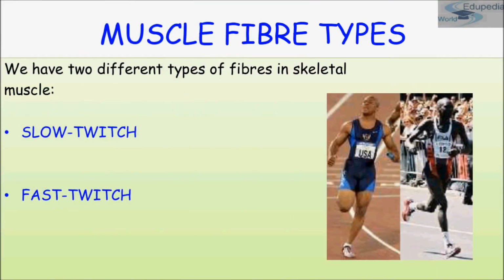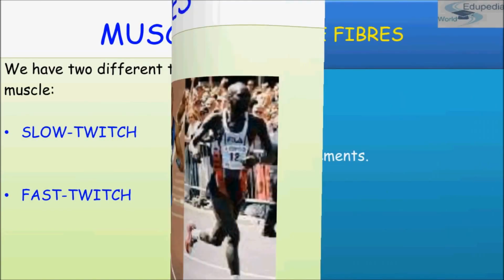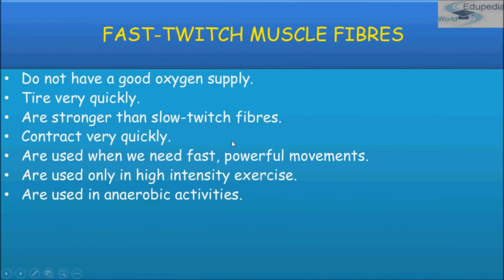Now, muscle fiber types. There are two types, slow twitch and fast twitch. Okay. Now we'll study fast twitch muscle fiber first. Fast twitch muscle fibers do not have a good oxygen supply. That means they run under anaerobic condition, and they tire very quickly because there is no oxygen, so they get fatigued very quickly, and they are stronger than the slow twitch muscles. Okay, they contract very quickly. They are used when we need fast, powerful movements.